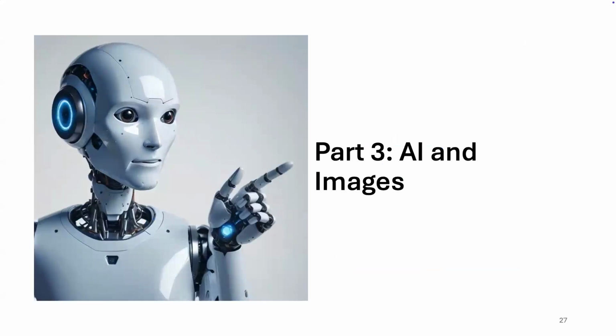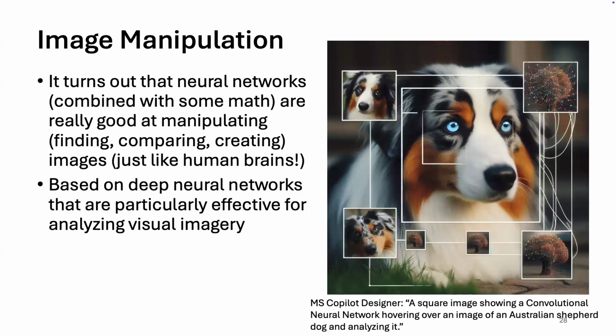It's insane technology. So let's look at AI and images, which is one of the big new things about AI. It turns out that neural networks, combined with some math, are really good at manipulating images. So here, if you don't know, I've got 4 Aussies, and I'm a big Aussie fan. So I said, give me a square image showing a CNN, convolutional neural network, hovering over an image of an Australian shepherd and analyzing it. So this is the AI analyzing this image of an Australian shepherd.